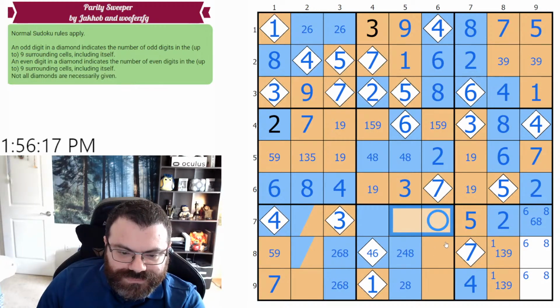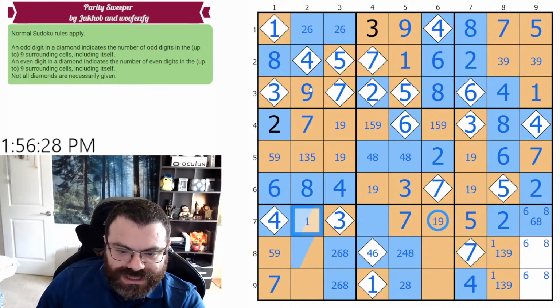So these are from 1, 7, 9. That's not a 7. That's not a 1 or a 9, so that is a 7. So if this was odd, it would be a 1, because it sees a 9. And if it was even, it sees 2, 4, and 8, it would be a 6.